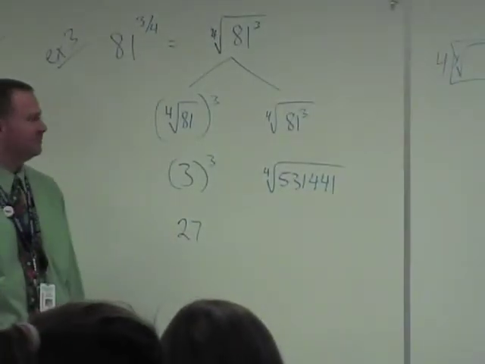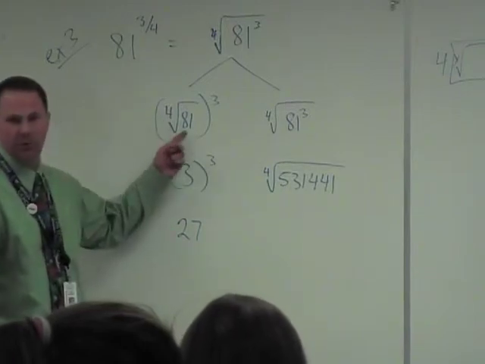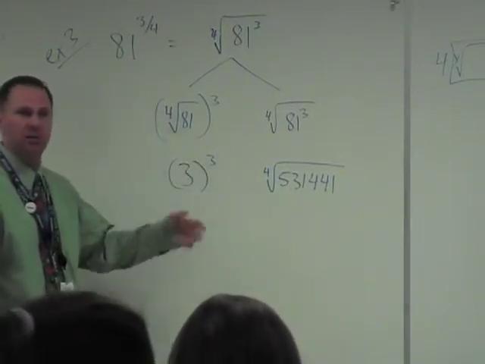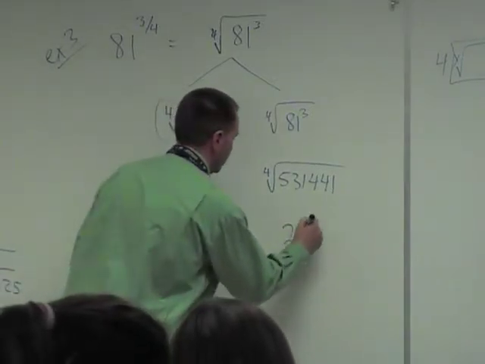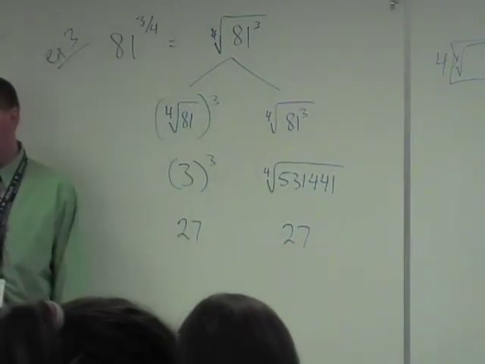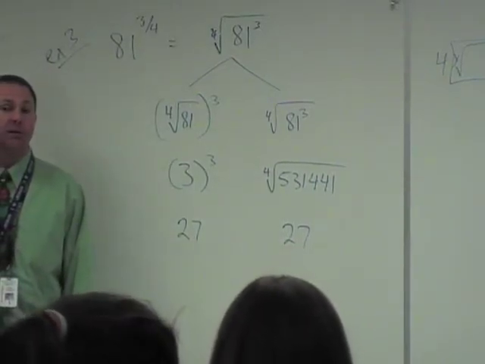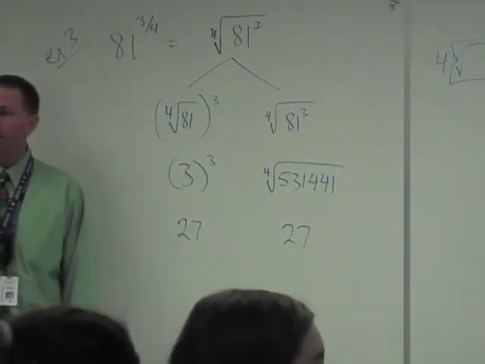Okay, first of all, you should have been able to tell me what the 4th root of 81 was without your calculator. But again, you're not used to using these numbers. 27. Really? Yeah, that's what I got. Amazing. Well, I got 27.